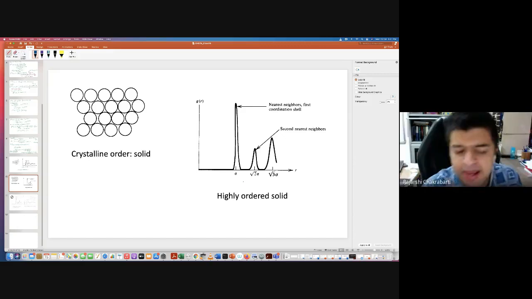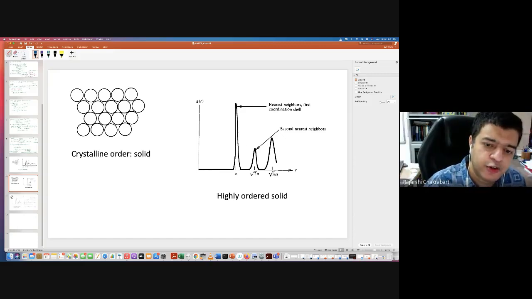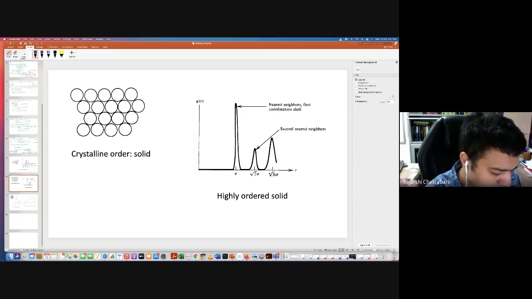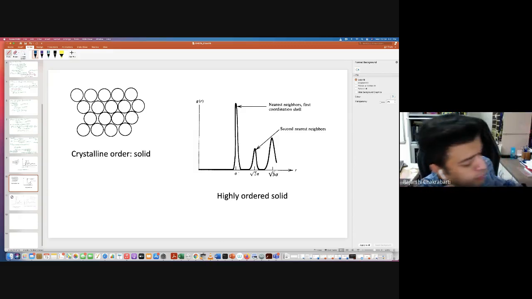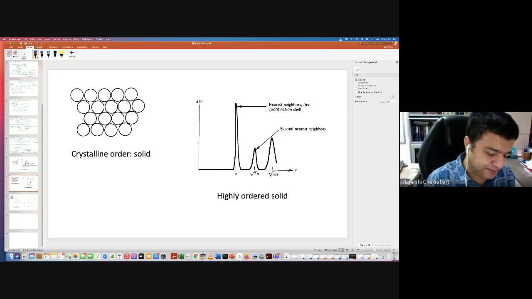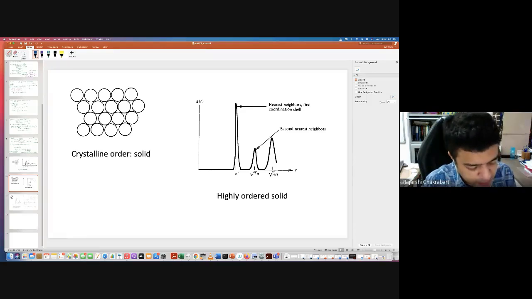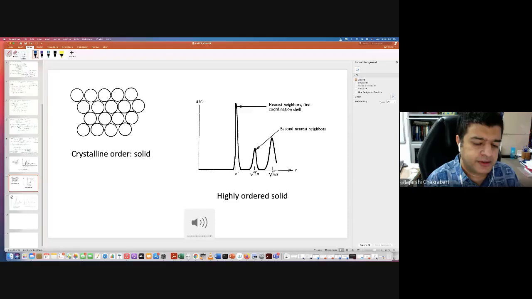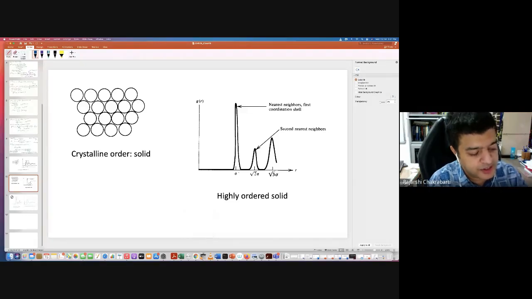And actually, if you integrate this g(r) from 0 to some value, what are you going to get? You're going to get the coordination number, which we'll talk about in the next class. So you go from 0 to some r cut, and what you get is called the coordination number.